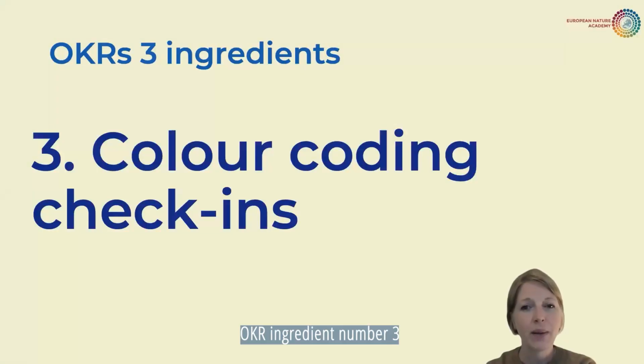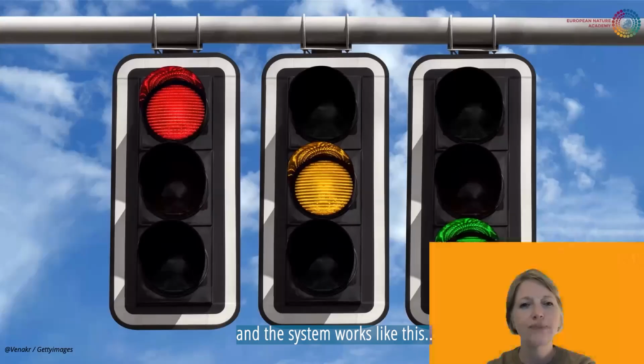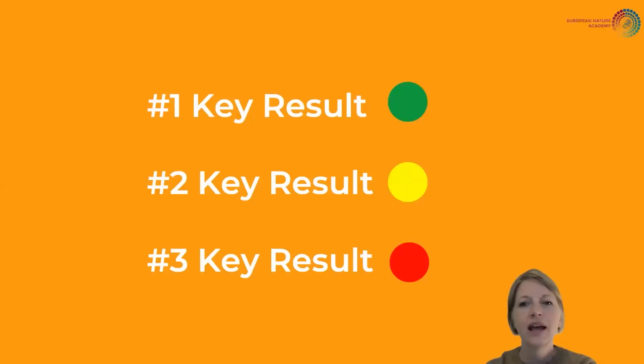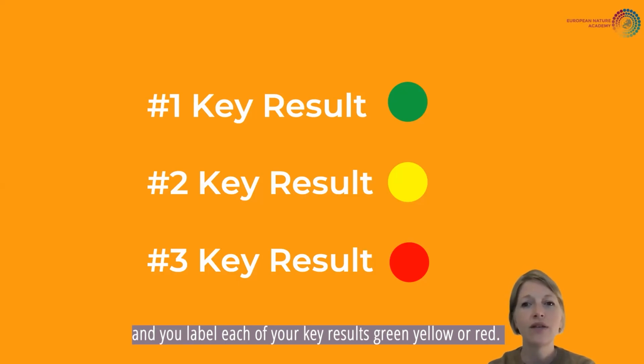OKR ingredient number 3, the color coding check-ins. The traffic light system, in other words. And the system works like this. Each week, month, quarter, or year, you look at your key results and you label each of your key results green, yellow, or red.